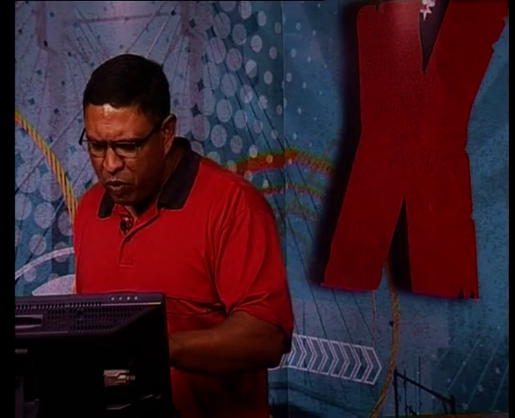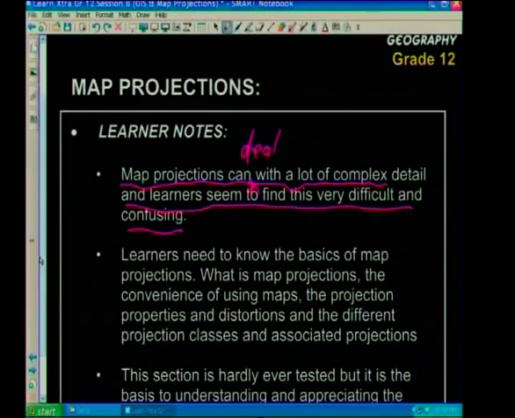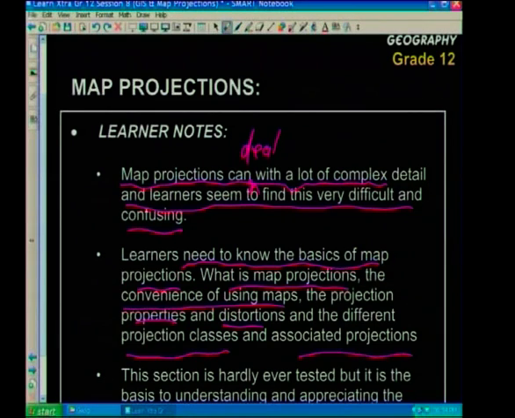So I've got some little pointers for you here. I'm aware that map projections can deal with a lot of complex detail, and learners seem to find it very difficult and confusing, which is a fact. But again, here, as in GIS, learners need to know the basics of map projections. What is map projection? The convenience of using maps, projection properties and distortions, and different projection classes and associated projections.